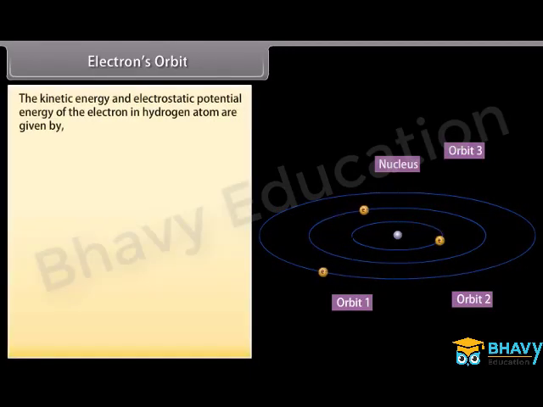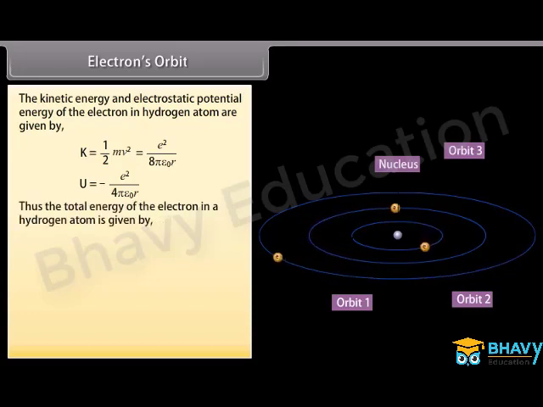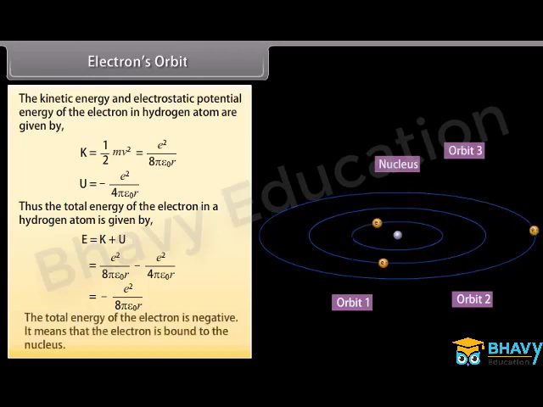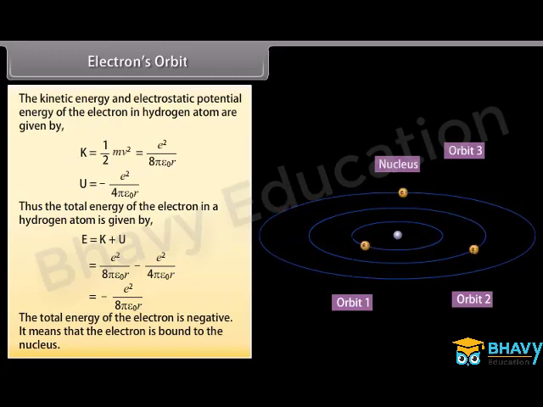The kinetic energy and electrostatic potential energy of the electron in hydrogen atom are given by K equals 1 upon 2 mv square, which equals e square upon 8 pi epsilon naught r, and U is equal to minus e square upon 4 pi epsilon naught r. Thus, the total energy of the electron in a hydrogen atom is given by E as K plus U, which is equal to minus e square upon 8 pi epsilon naught r. The total energy of the electron is negative. It means that the electron is bound to the nucleus.